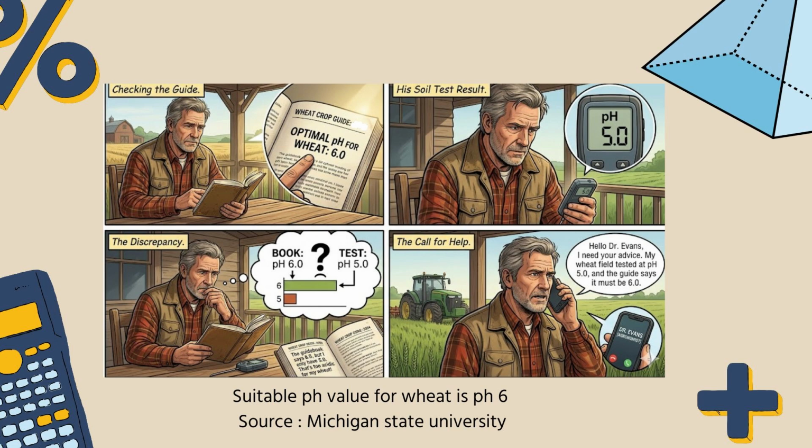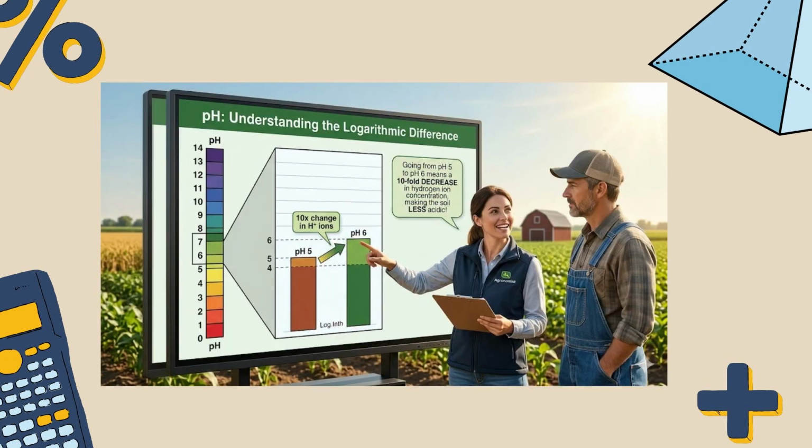He called an agronomist named Dr. Evans. Dr. Evans said that his field tests at 5, the guide requires 6, and worried that his soil is too acidic. Dr. Evans explained that the pH scale is not a standard linear scale, it is logarithmic. She explained to the farmer that going from pH 5 to pH 6 actually means a 10-times decrease in hydrogen ion concentration. This means his soil at pH 5 is 10 times more acidic than what the wheat needs.